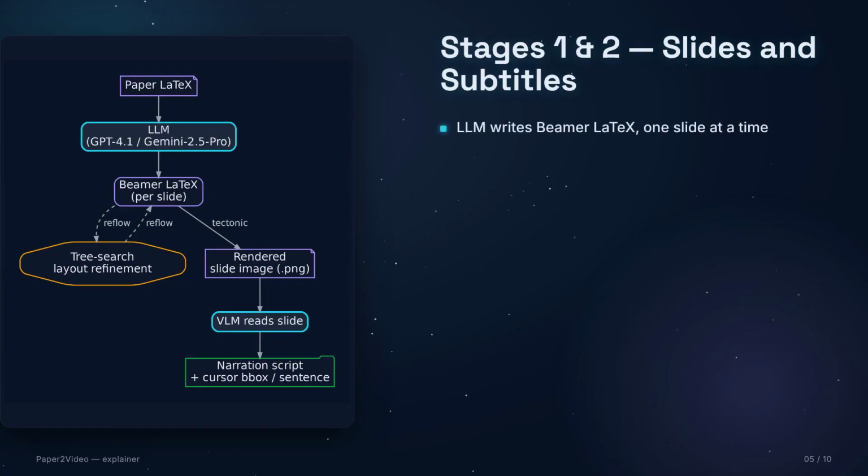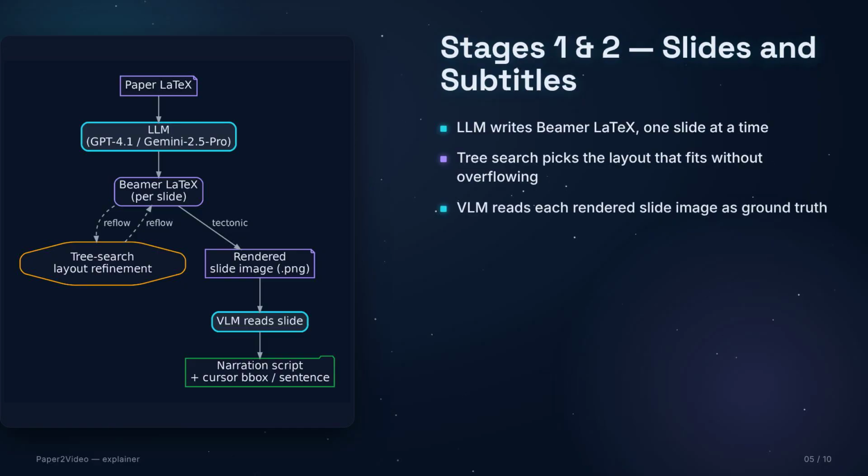In stage 1 and 2, a language model writes Beamer LaTeX for each slide, and a tree search procedure picks the layout that best fits the content without overflowing the page. Then a vision language model reads each rendered slide image, writes a short narration paragraph describing what's on it, and tags which region of the slide should be highlighted while each sentence is being spoken.